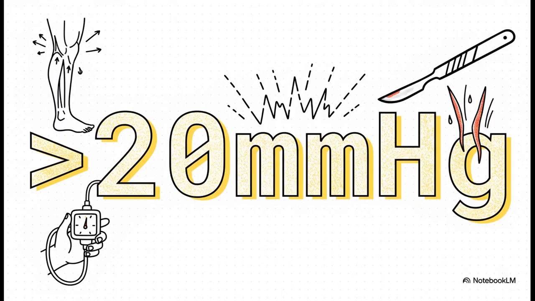So how do we catch it? Well, clinically, the hallmark is pain that's just off the charts, way more than you'd expect, especially when you passively stretch the foot. But the definitive diagnosis is to actually stick a needle connected to a pressure monitor into the muscle compartments. And there's a magic number. If that pressure is reading greater than 20 millimeters of mercury, that's it. That's your indication for an emergency fasciotomy to slice open those compartments and release the pressure.